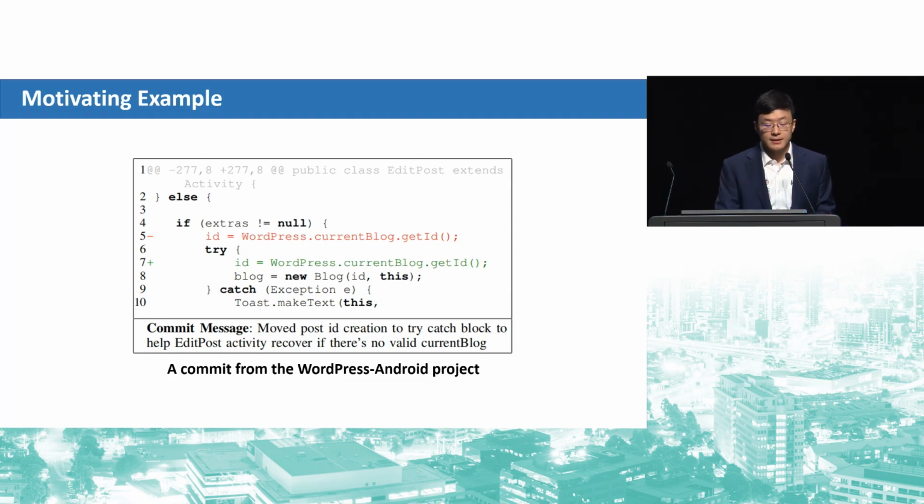In this example, there is a code change, and this is its commit message. We can know that this commit just simply moves line 5 to line 7 to prevent the edit post activity error. If it is an error, then we can recover the edit post activity. From this example, we can have several observations.